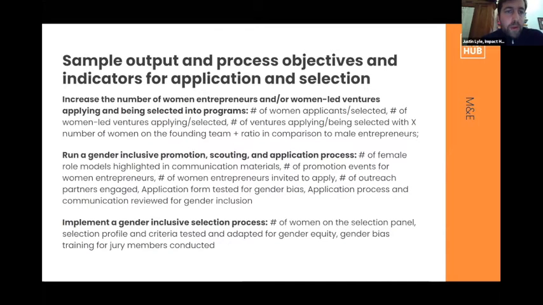So the guide includes one section about measurement of entrepreneur support, with a kind of catalogue of metrics which you can use. So we hope this really makes it easy for you to find a simple approach that fits your own needs based on a list of options, really. Here are some sample output and process objectives and indicators for the application and selection of ventures onto your accelerator program. So you would have the objective of increasing the number of women entrepreneurs and or women-led ventures applying and being selected into programs.